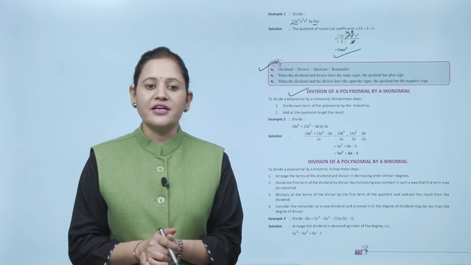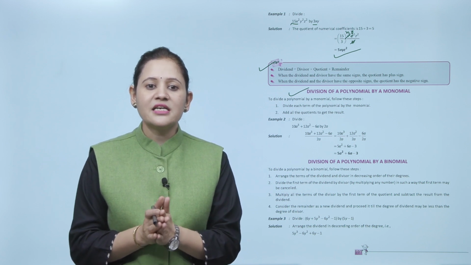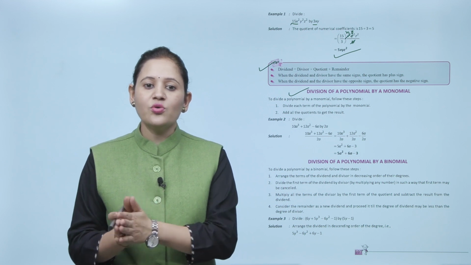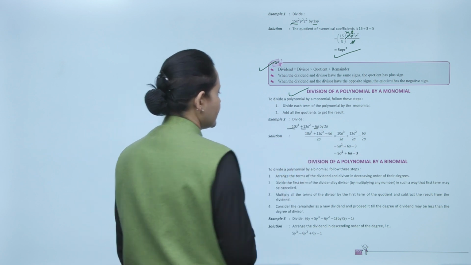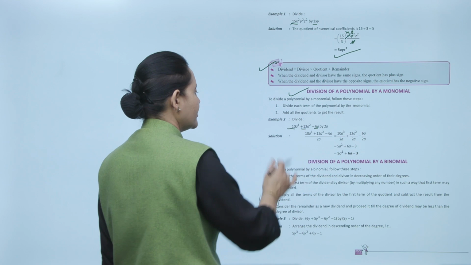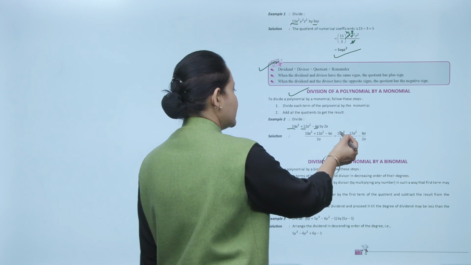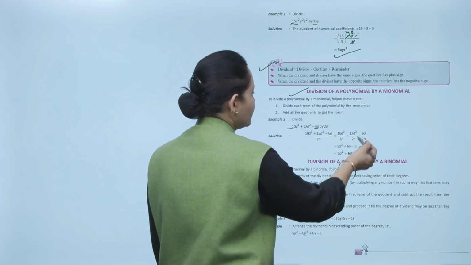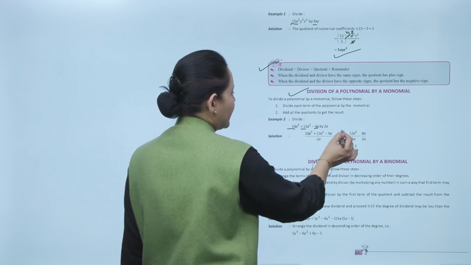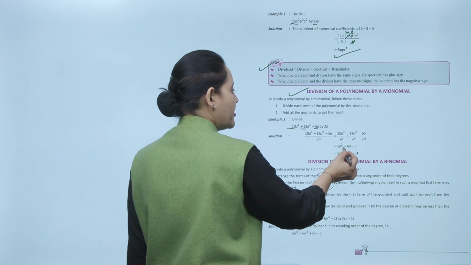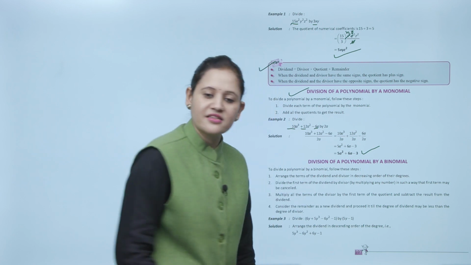We'll take an example. Divide 10a cube plus 12a square minus 6a by 2a. So, 3 terms है यहाँ पे. So, we'll divide it by 2a. What we'll do? We divide each term by 2a. 10a cube upon 2a, 12a square upon 2a, minus 6a upon 2a. So, 10 divided by 2, that is 5. a cube divided by a, that is a square, plus 6a minus 3. So, answer is 5a square plus 6a minus 3.